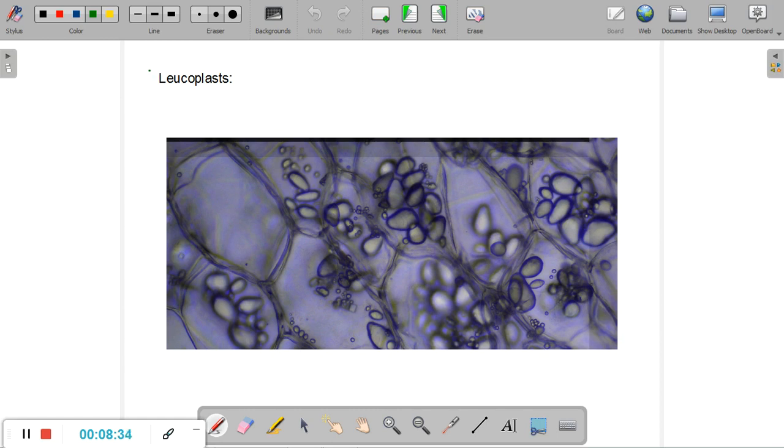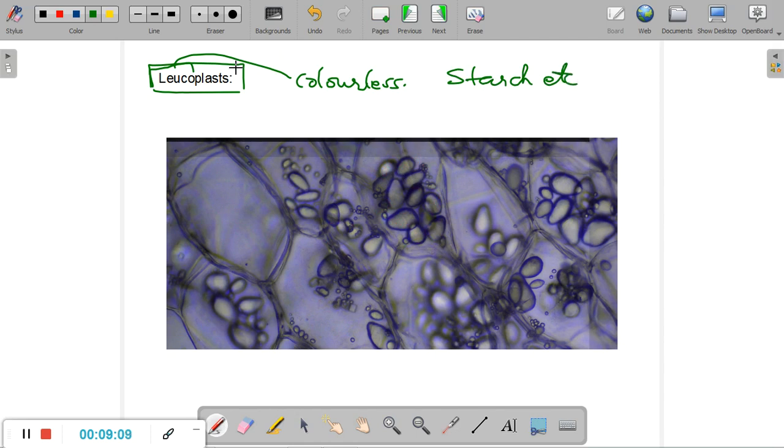Let's look at the next one, leucoplast. Now leucoplasts are colorless plastids. What is the purpose of them being colorless? Here we have an image from under a microscope, and we have cells from a potato. You can see these cells here and these cells here, and inside the cells, can you see these bags? These bags have no color, but they serve an important function. Leucoplasts store food material such as starch. So their primary function is to store starch.